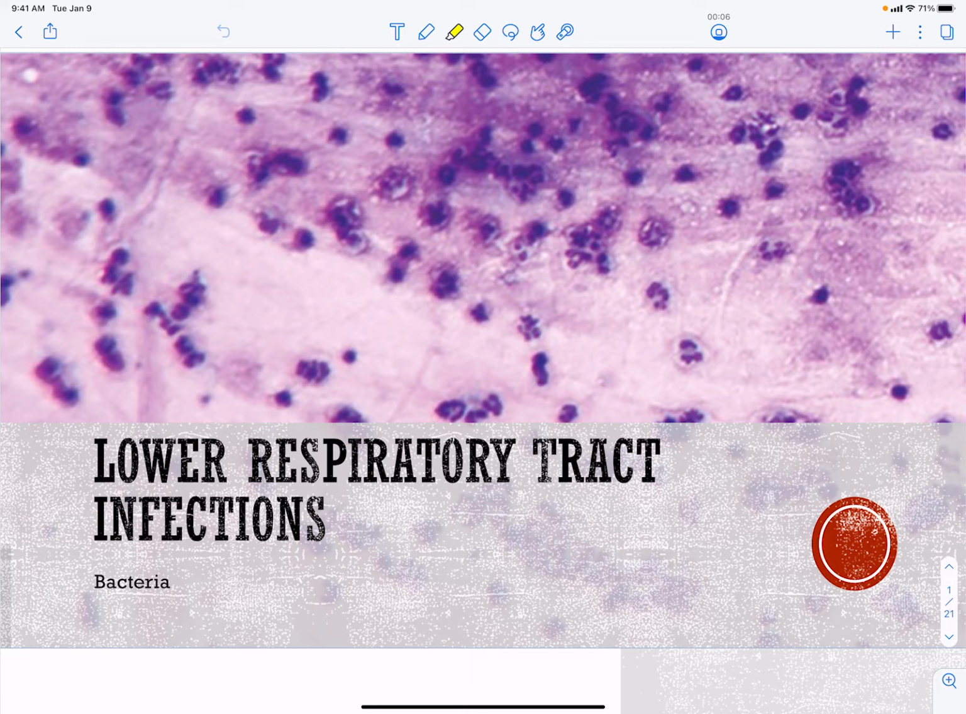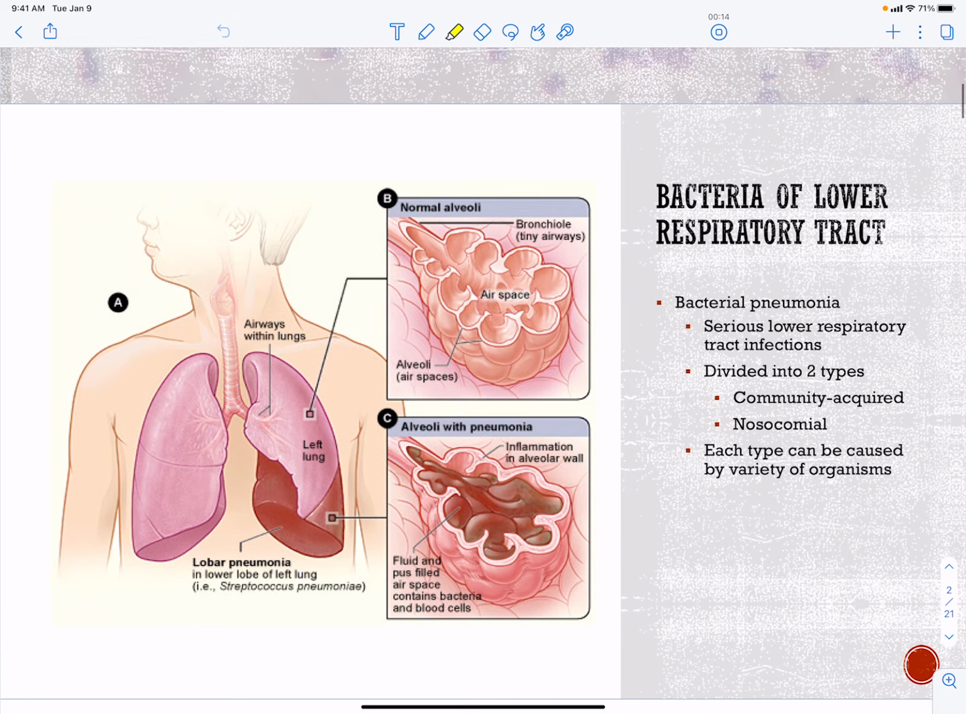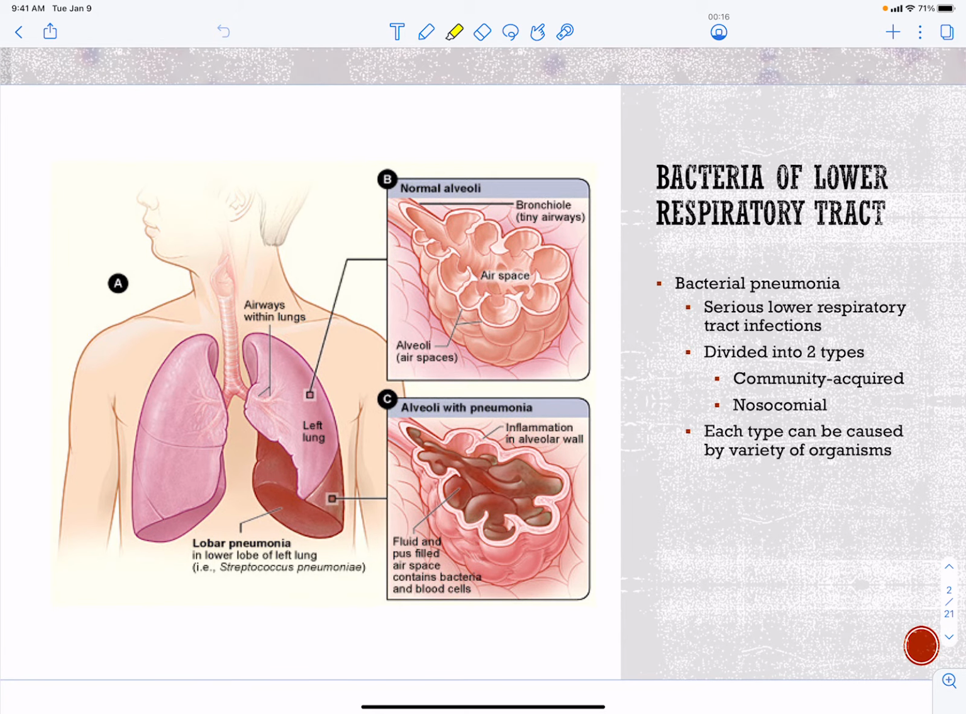So here we're going to talk about the bacteria that can cause lower respiratory tract infections. When we think about bacteria moving into our lungs, our lower respiratory tract, the first thing that comes to mind is pneumonia. We can have lobar pneumonia, which is shown here in the lower lobe of the left lung, and Streptococcus pneumoniae, for example, would be a cause of this.